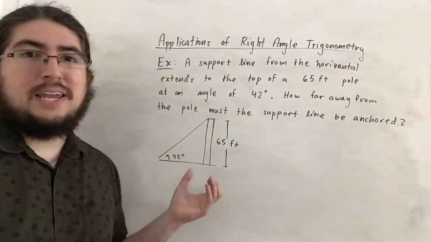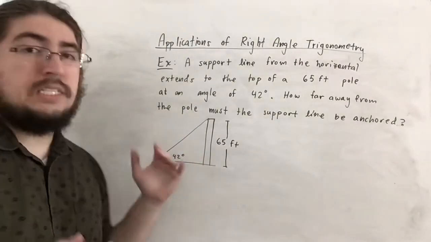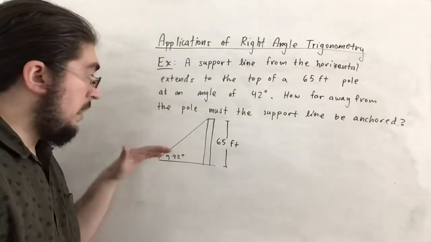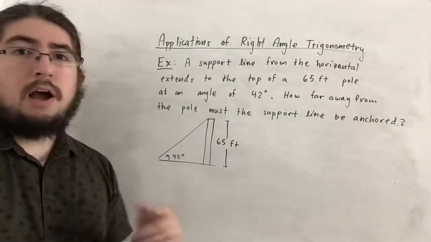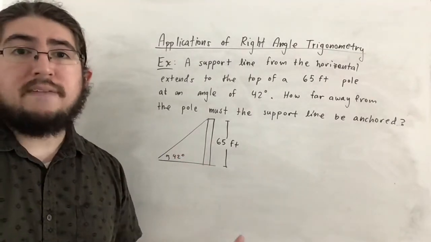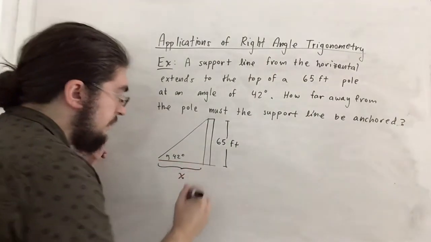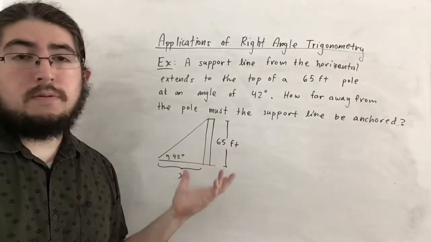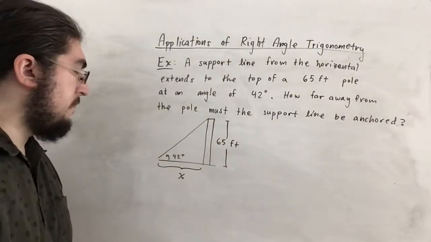So let's just say you're tasked with setting this situation up, actually installing the support line. So if you have to have this angle, let's say that's a standard for whatever reason, can you find out how far away from the pole you have to be? It's kind of what this question's asking. So can we find x? Now, of course, it's going to be measured in feet because the only measurement we have is feet.